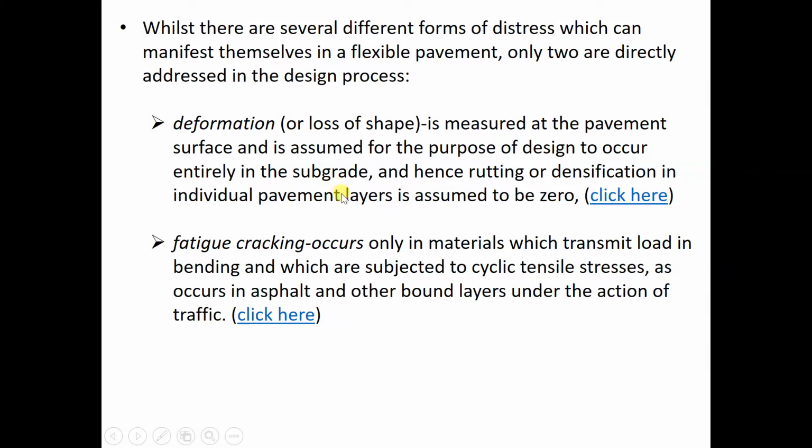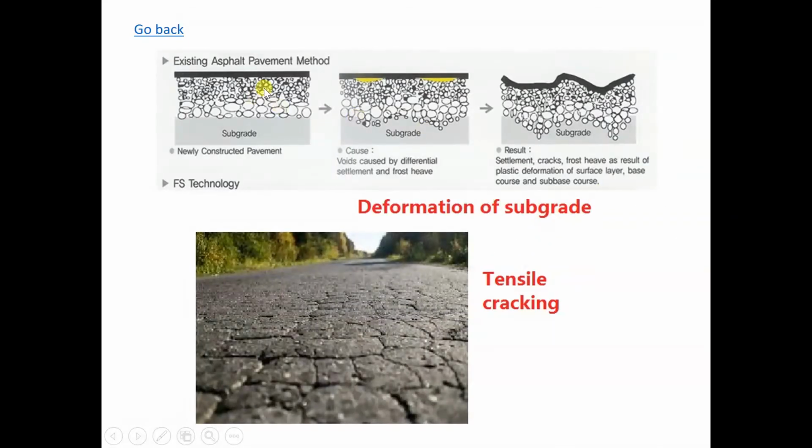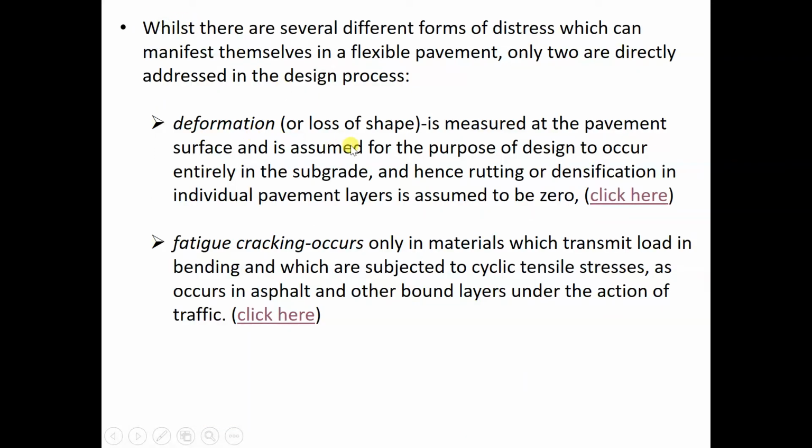Even though we know that the layers can sink down, it is mainly because of the subgrade. The subgrade causes the deformation, which results in the top part also being deformed. So in this case, we only consider the deformations at the subgrade.